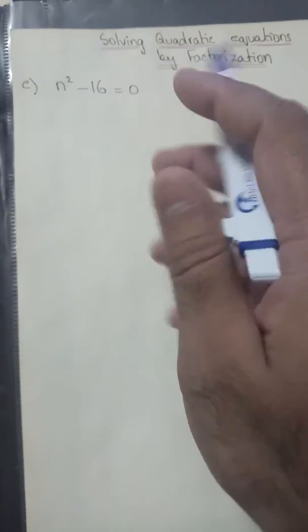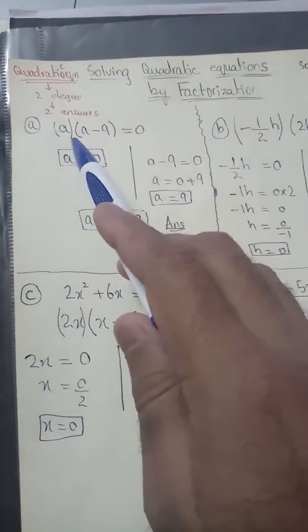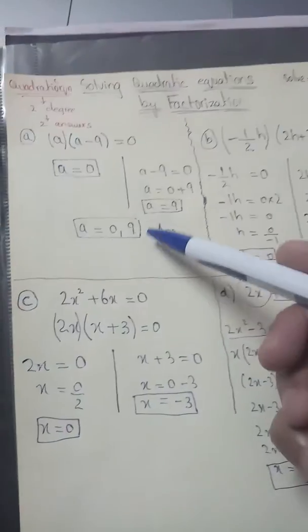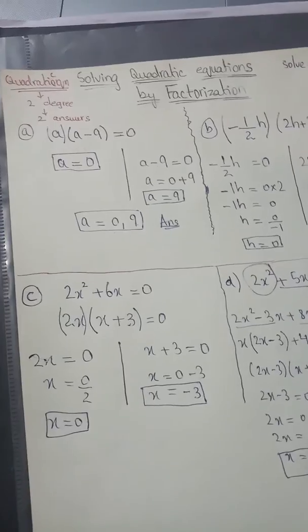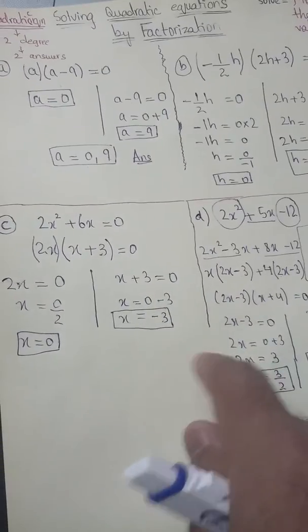The next question on solving quadratic equations by factorization, part E, we have n square minus 16 equals to 0. In the first two parts, we were given two brackets. The question was already factorized, and we just used the zero property in order to find the value of the variables. In the second two parts, we have to factorize our questions in order to find the value. And again, in this part, the question is not factorized.